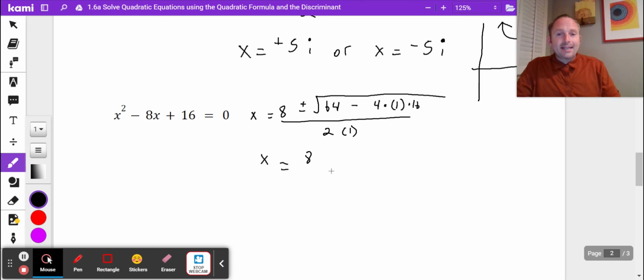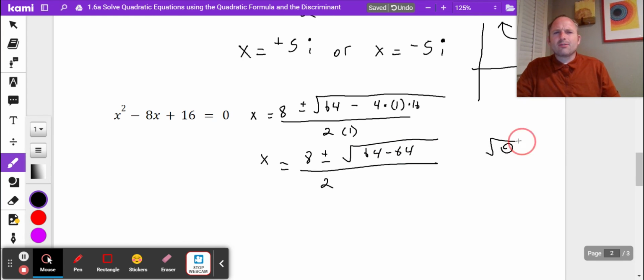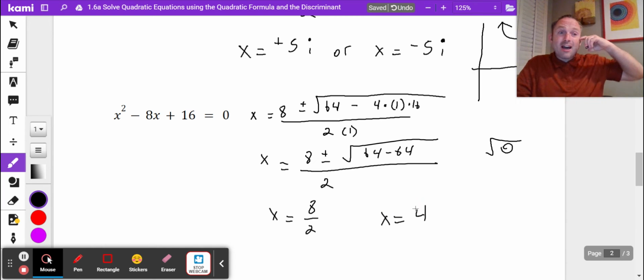Well, I'm going to get 8 divided by 2 plus or minus, this is 64. 4 times 16 is 64. 64 minus 64 will give me 0. And the square root of 0 is 0. So I got 8 over 2 is equal to x. Why is that wrong? I didn't simplify. So x is equal to 4. Now in this case, I only have one solution.